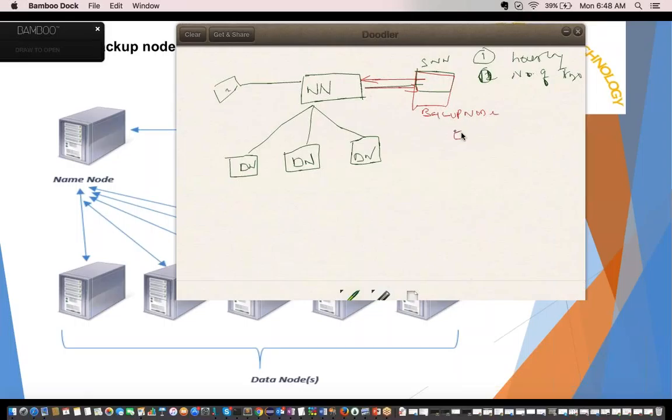In the earlier case, we periodically updated on an hourly basis, or depending on the number of transactions we were merging them, where we used to download them, merge, and upload to the name node. But in this case, your name node will always keep in sync with your backup node, and it is avoiding that phase where we were losing some data. Clear about this?